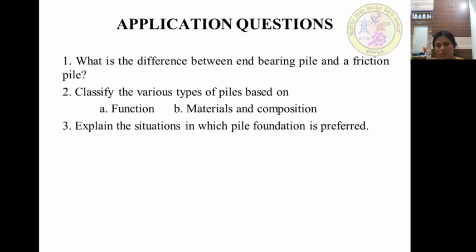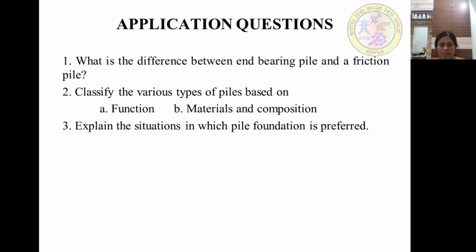So next, application level questions. What is the difference between bearing piles and friction piles? Classify the various types of piles based on function, material, and composition, and explain the situations in which pile foundation is preferred. Okay, once again I repeat. These are the application level questions.